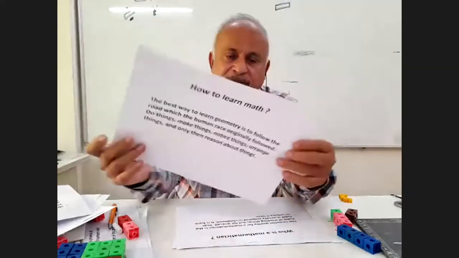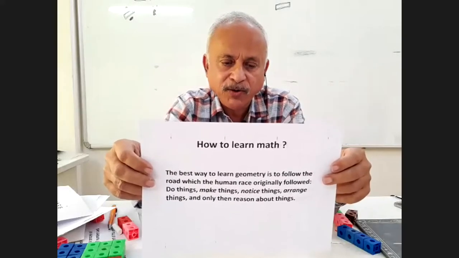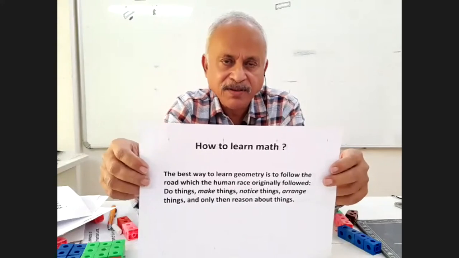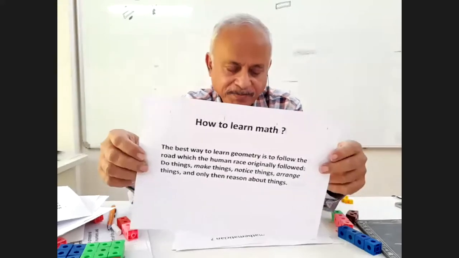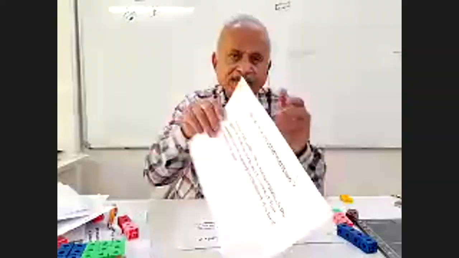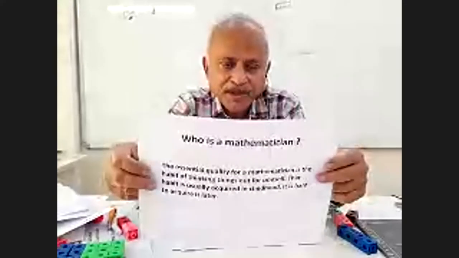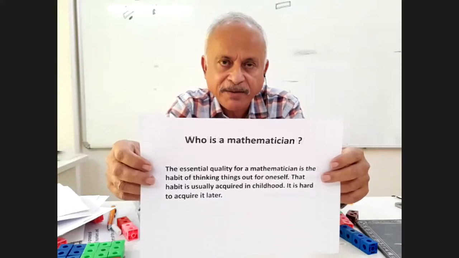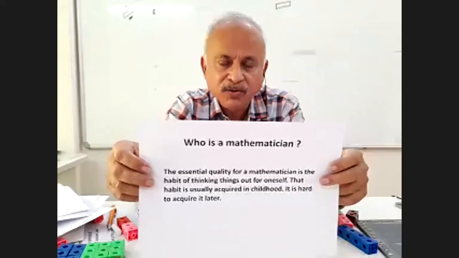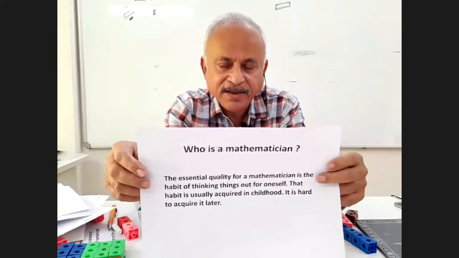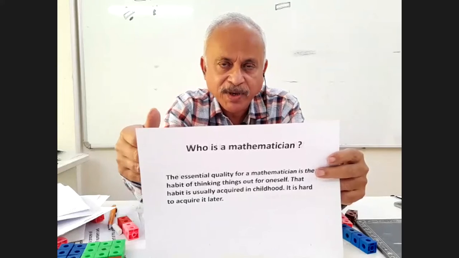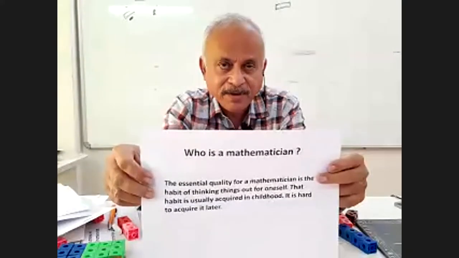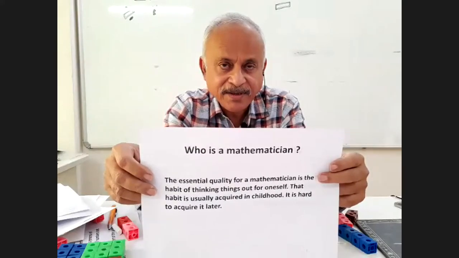About geometry, this is what he says. The best way to learn geometry is to follow the road which the human race originally followed. Do things, make things, notice things, arrange things, and only then reason about things. And then he says, who is a mathematician? The essential quality for a mathematician is the habit of thinking things out for oneself. And that habit is usually acquired in childhood. It is hard to acquire it later. What he's also saying is that children who are taught mathematics in this way at an early age, they're all mathematicians. Maybe they won't become Ramanujan, but they're thinking things for themselves. That is what mathematics is all about.